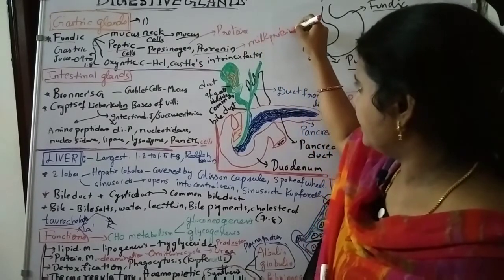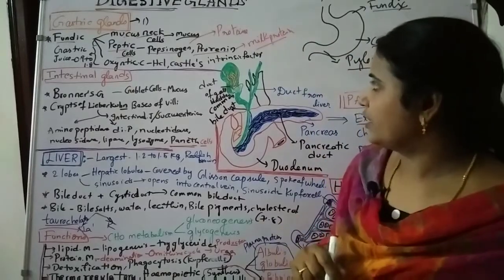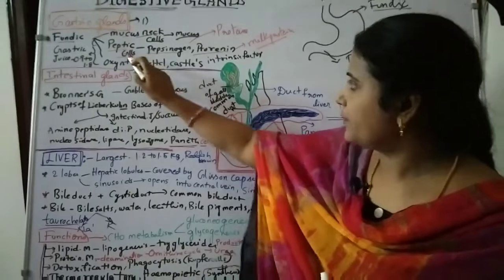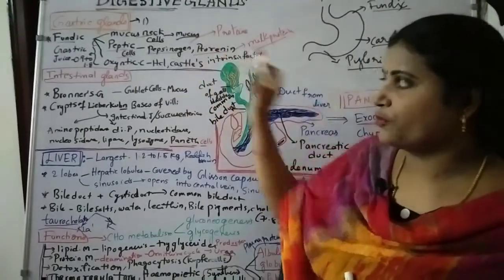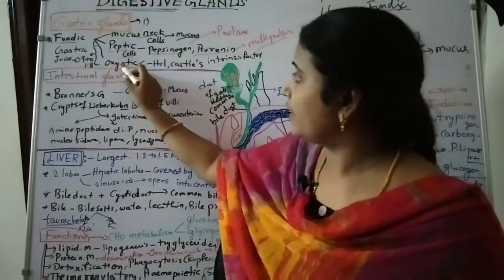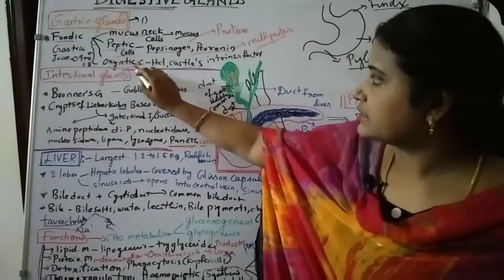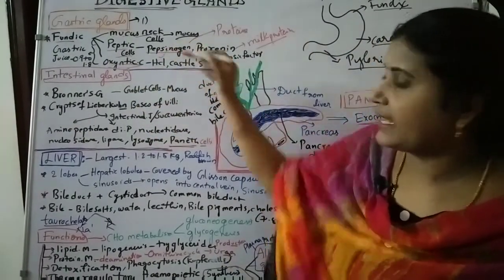Okay, milk protein, renin, milk protein, prorenin. So mucous neck cells release mucus, and then peptic cells release pepsinogen and prorenin. And then here we have oxyntic cells, which release hydrochloric acid.